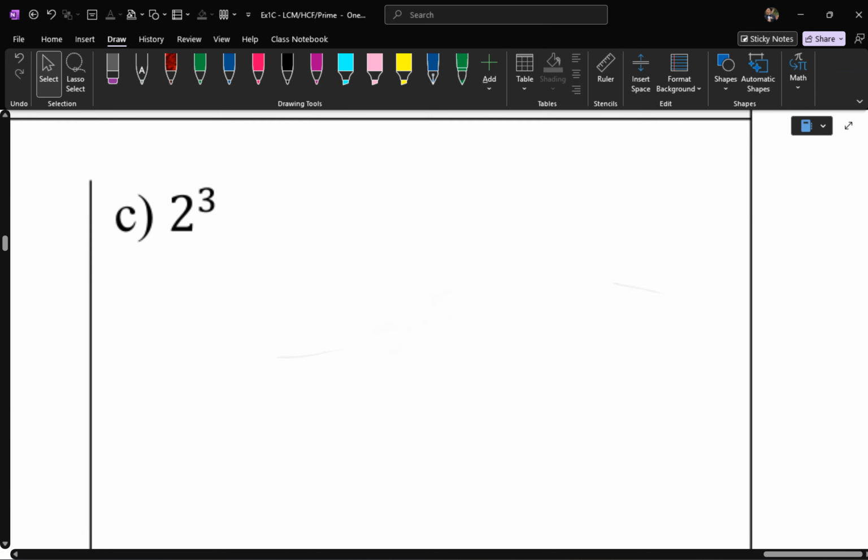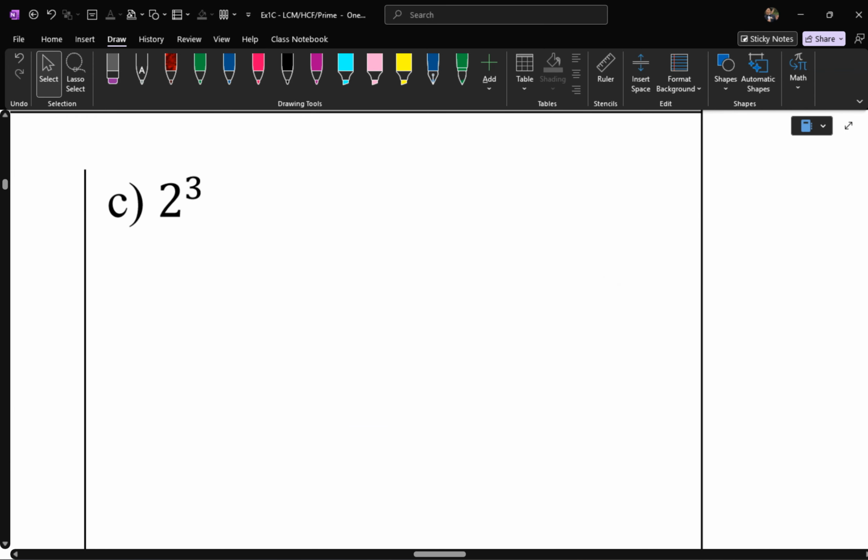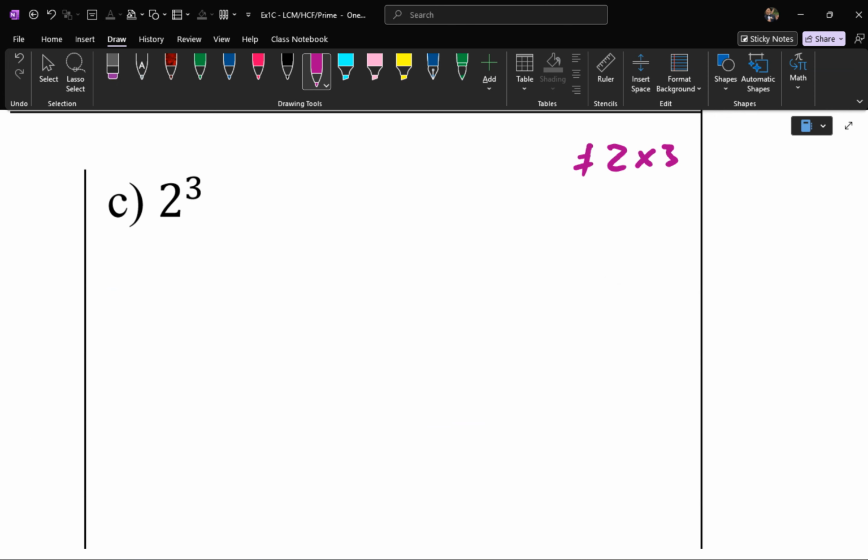What about this one now? What's the little 3 up top? This does not mean 2 times 3. That doesn't mean that. This means what, Bo? 2 times 2 times 2. Beautiful. So the cube means repeated multiplication, and the 3 means that you've got 3 of those 2's there. Okay? So we can work that out.